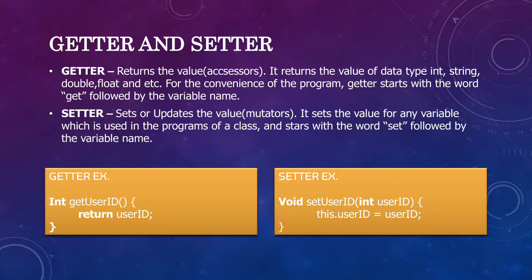Getters return the value, also called accessors. It returns the value of a data type, such as int, String, double, float, etc. For the convenience of the program, a getter starts with the word get, followed by the variable name. Next are setters, which set or update the value, also called mutators. It sets the value for any variable used in the program of a class and starts with the word set, followed by the variable name.